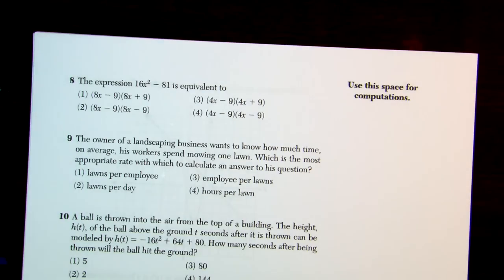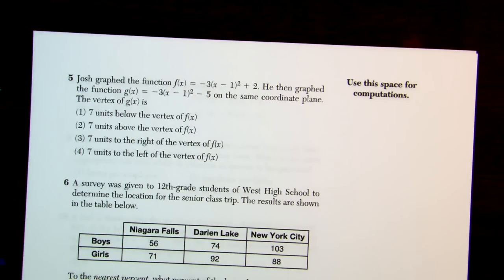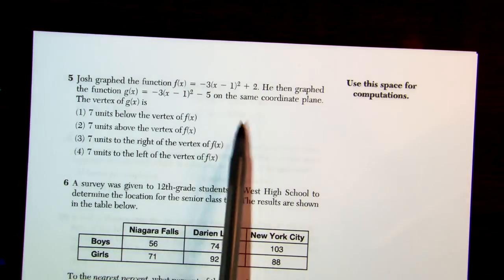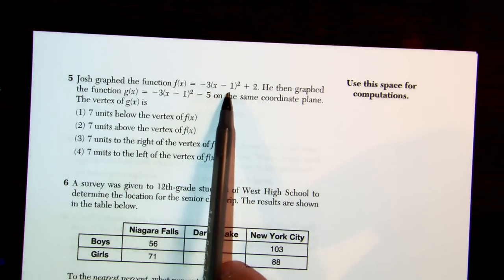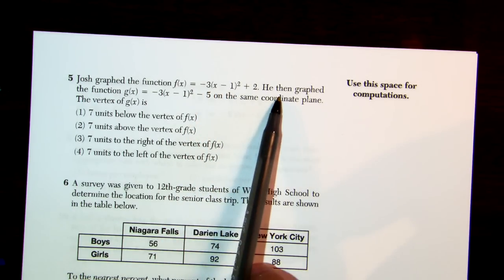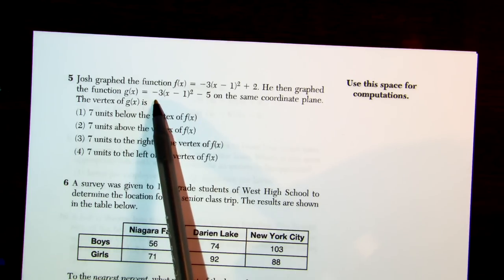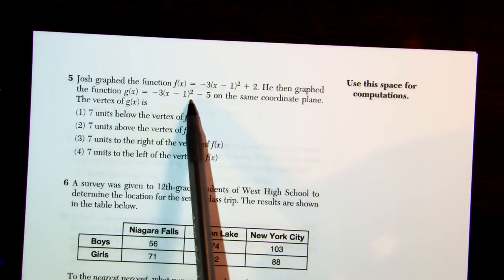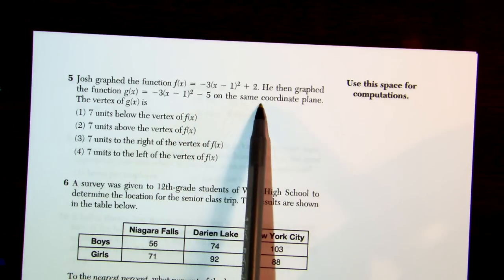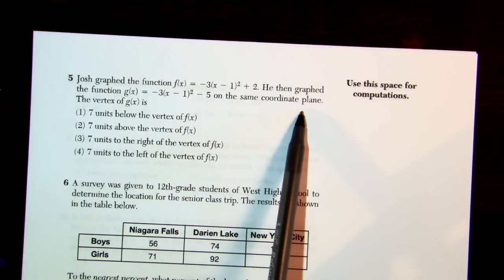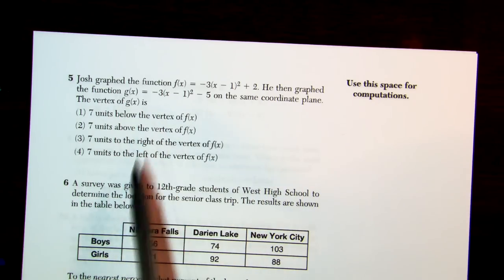Number 8. Oops, skip the page here. Sticking together. There we go. Number 5. Josh graphed the function f of x equals negative 3 times x minus 1 squared plus 2. He then graphed the function g of x equals negative 3 times x minus 1 squared minus 5 on the same coordinate plane. The vertex of g of x is.